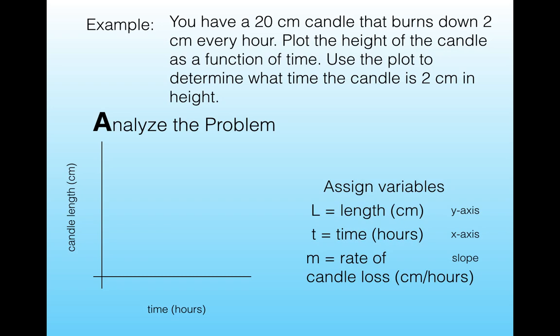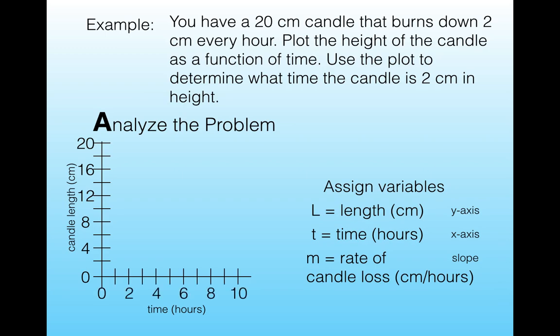The next thing we need to do is make reasonable tick marks on the side. These tick marks should be evenly spaced, and they should cover the entire range of both the dependent and independent variables. So for instance, on the y-axis, it should go from 0 to 20 centimeters. And on the x-axis, it should go from 0 to 10 hours, although you might not know how long it should go, so you could maybe have extra there.